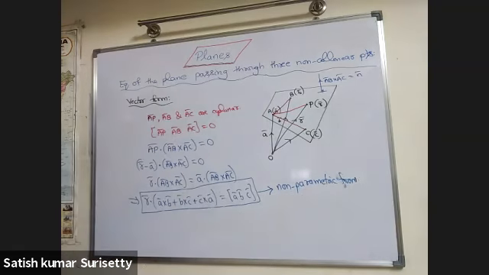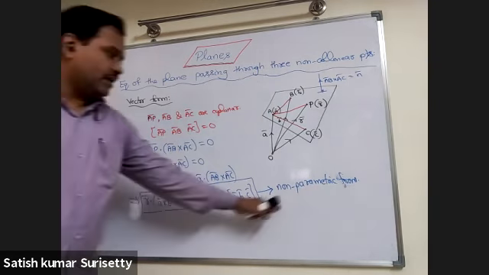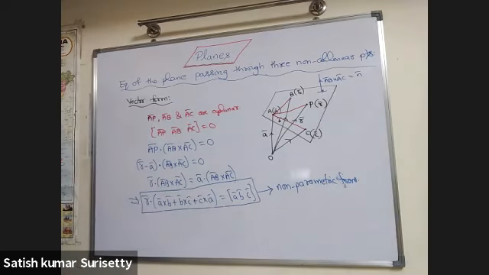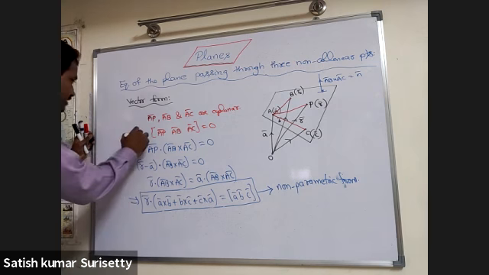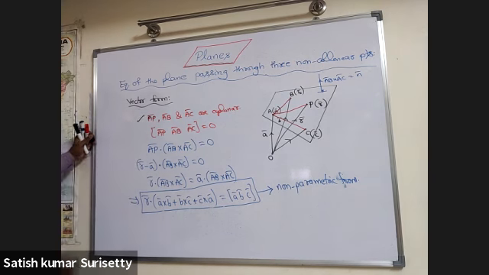The vector equation of the plane passing through three non-collinear points in non-parametric form. Now, what about the parametric form? How to write the parametric form? When three vectors are coplanar, we can write one vector as a linear combination of the other two vectors.